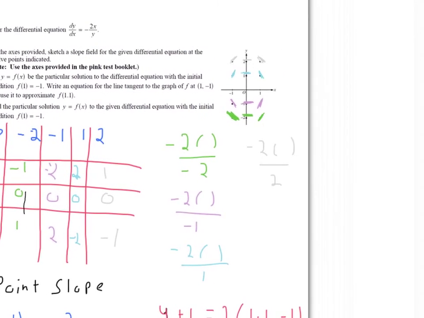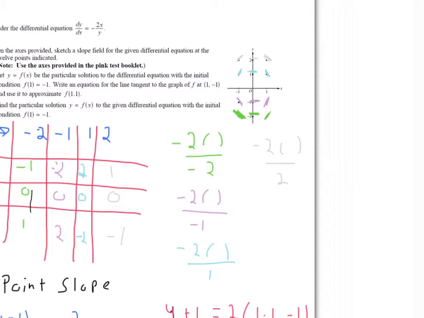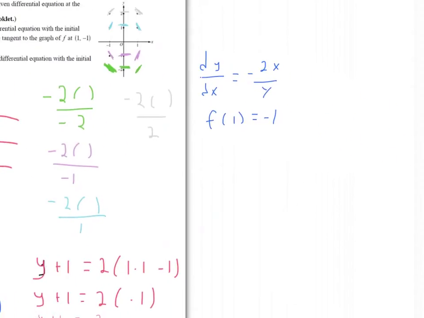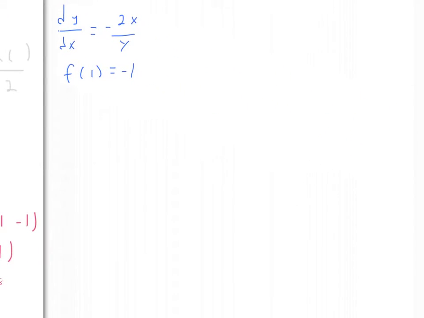So if we're looking at our differential equation, let's just write down this stuff and I'm going to do it over here. So dy/dx is equal to negative 2x over y. And we also know that the initial condition is f of 1 is equal to negative 1. Okay. So we're solving the particular solution.